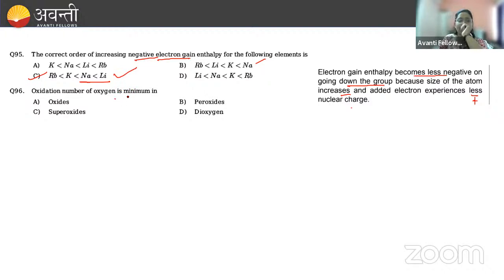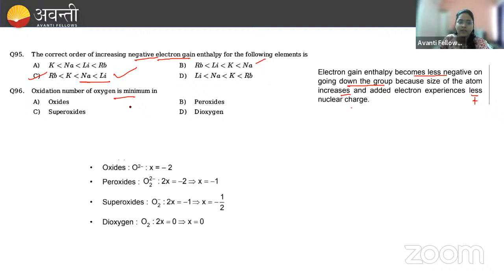Next, oxidation number of oxygen is minimum in oxides, peroxides, superoxides, dioxygen. In which is it less? Oxides, peroxides, superoxide and dioxygen are given. This is oxides, this is peroxides, this is superoxide, and this is dioxygen. You can see here, this is −2, −1, −1/2 and 0. Which will be less? −2, −1, −1/2 or 0. What is lesser? Least: −2, −1, −1/2 and 0. Which is least?